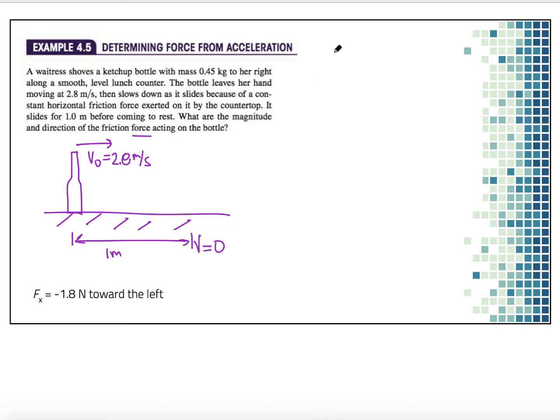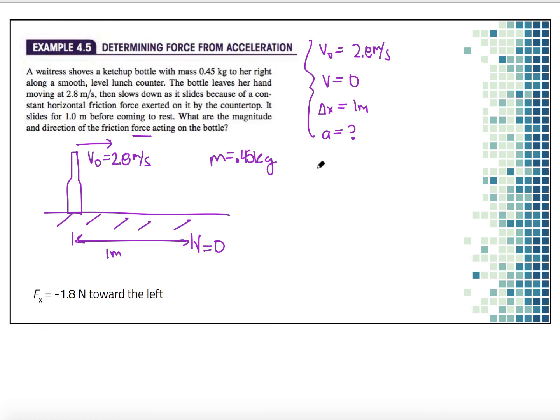So let's write out our information. V naught is 2.8 meters per second. V final is 0. I know that my displacement is 1 meter, but I don't know my acceleration, just like the previous question. I also know that the mass is 0.45 kilograms, but I don't need that until I figure out the acceleration. So let's do that first.